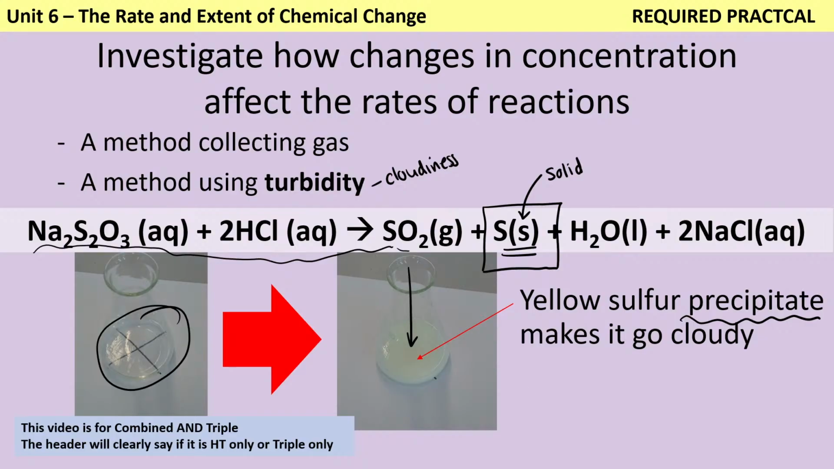Humans, you know, you're looking down and you're saying, oh, I think it's gone, oh no, I think I can still see it. So a better way to monitor this reaction would be to use a light sensor. And if you use a light sensor, then it can tell you when a particular amount of light is coming through or not coming through anymore.